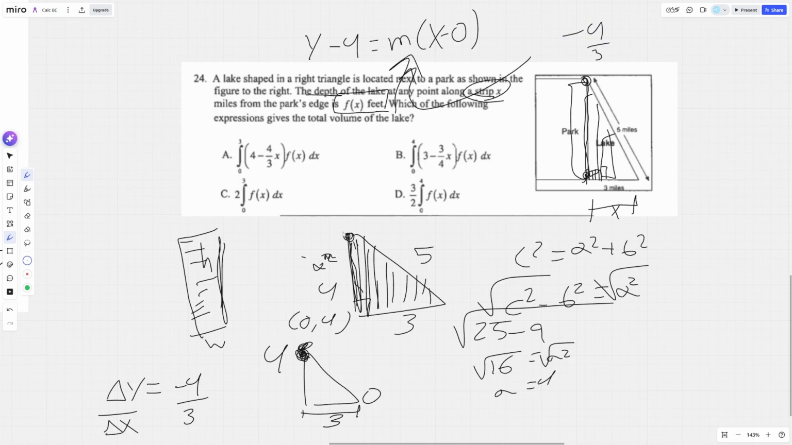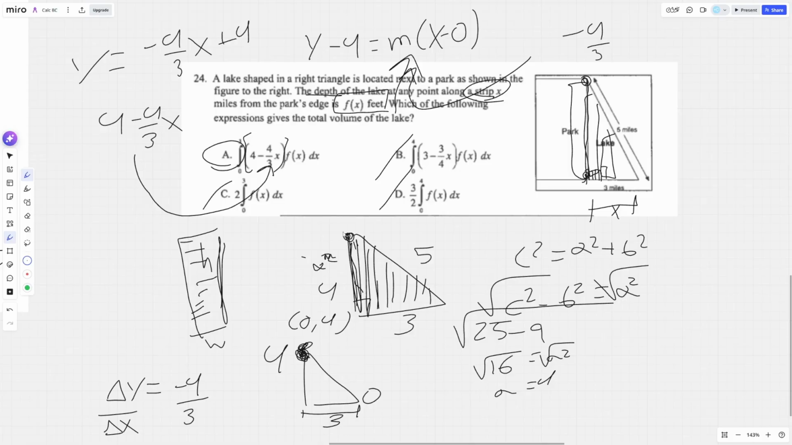And if we solve for y on its own, we have negative 4 over 3 x plus 4, or 4 minus 4 over 3 x, which looks like the value inside of this integral. And since this doesn't line up with any of the answer choices, you can safely choose A. Another way of finding this out is that once you know the height function, you know that every single slice will have a depth of f of x. So if you take the sum of all those f of x's, you will eventually get the volume.